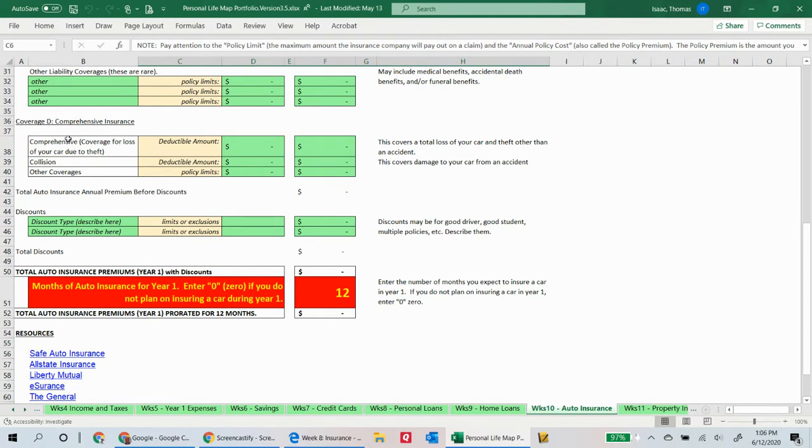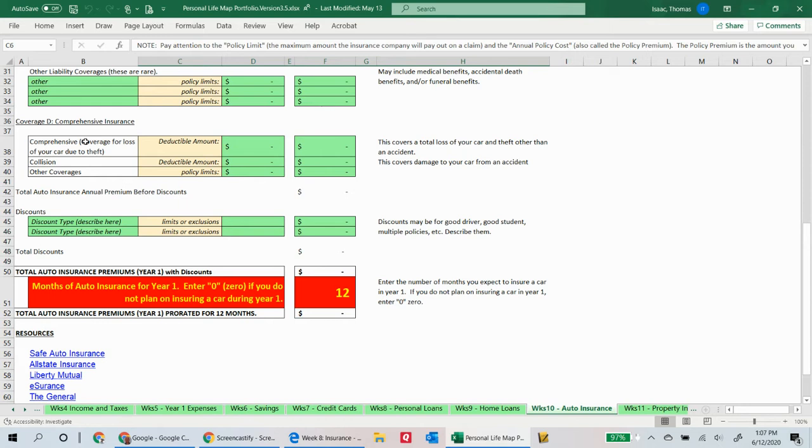Then down here, the D, the comprehensive and collision insurance. It's important to understand the difference between these two. These are insurance coverages, excuse me, that are paid to you from your insurance company for either the loss of your car due to theft, that would be comprehensive, or the loss of your car or damage to your car that you caused.